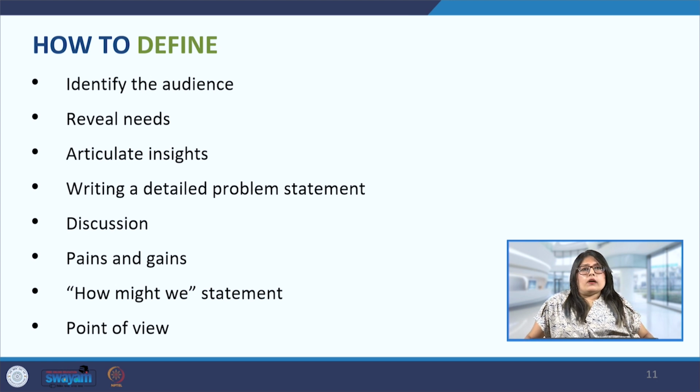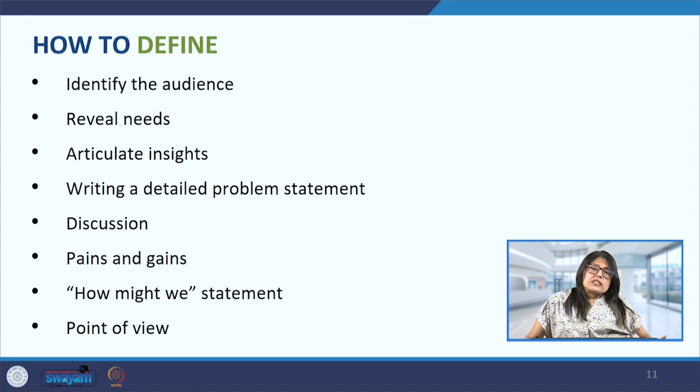Then next is writing a detailed problem statement. This involves clearly defining the challenge that is to be addressed, including the context, the affected users, and the impact of the problem. The impact could be small or large, irrespective of the kind of problem we are dealing with. So we have to keep these things in context. We will be looking at an example of this as well.